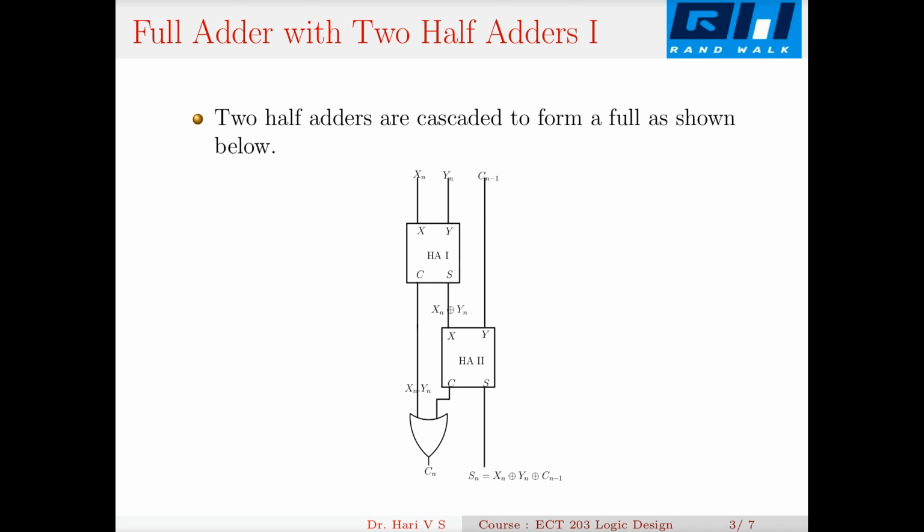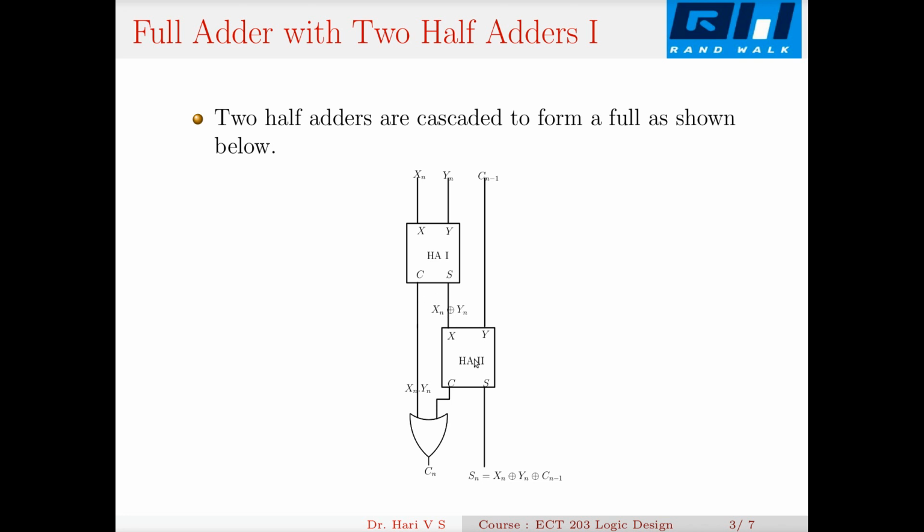Now this is a way you implement a full adder with two half adders. You cascade two half adders this way. First is a half adder. This is half adder 1 and this is half adder 2. Half adder 1, to which I supply this xn and yn. So the output of this is xn xor yn. So this is a sum output, this is a carry output.